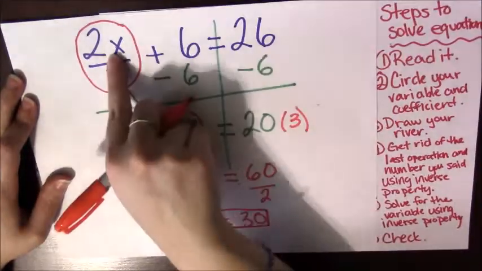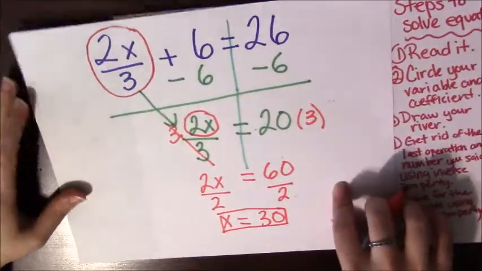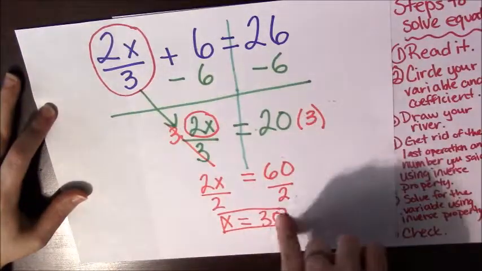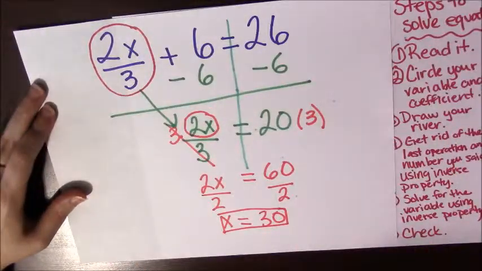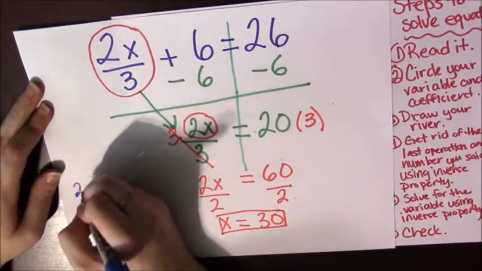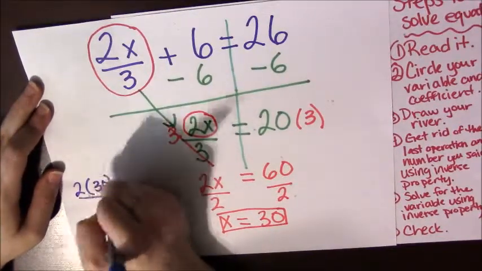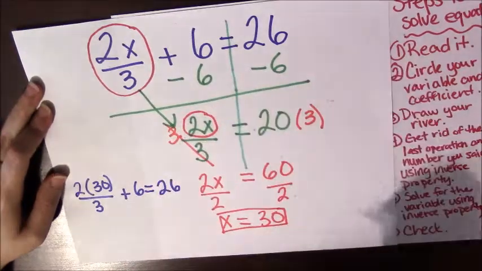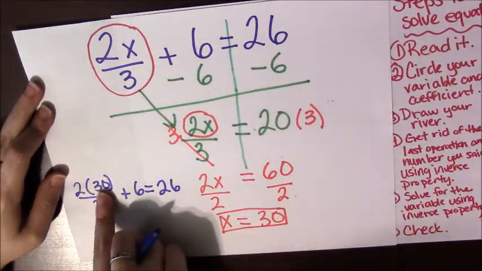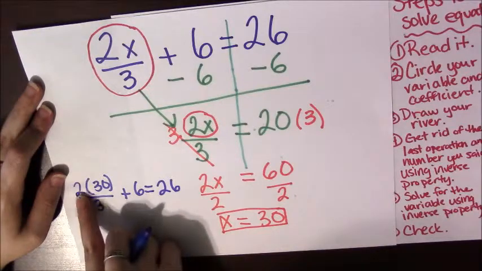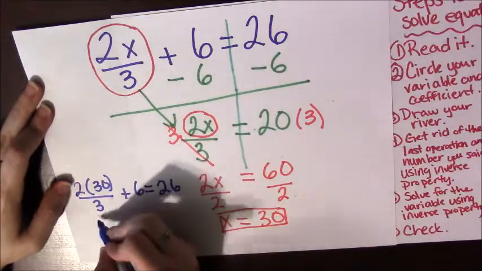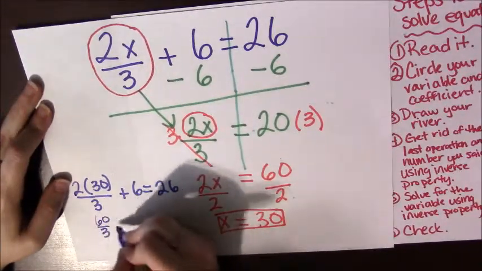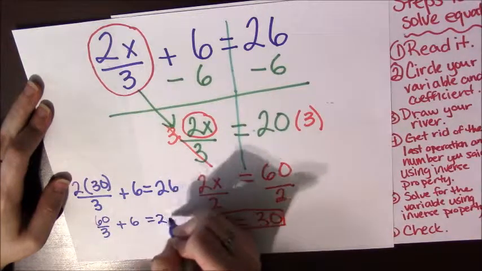Now I can do my check up here. Remember, I substitute in x for 30. So 2 times 30 divided by 3 plus 6 equals 26. I have to do PEMDAS or GEMDAS. So in the numerator, I have 2 times 30, which is 60. So 60 divided by 3 plus 6 equals 26.